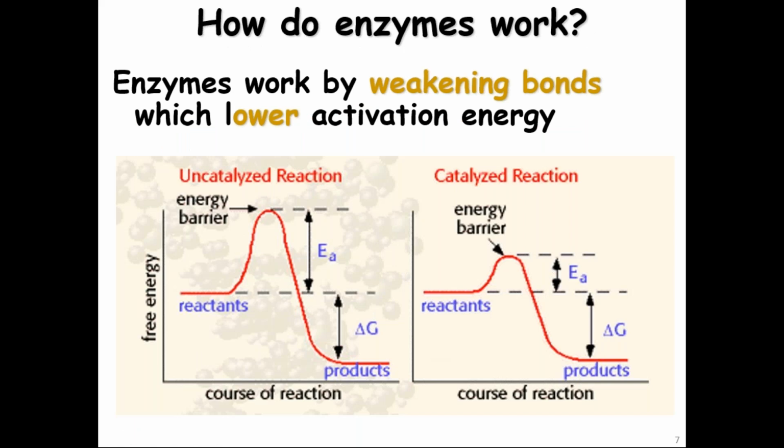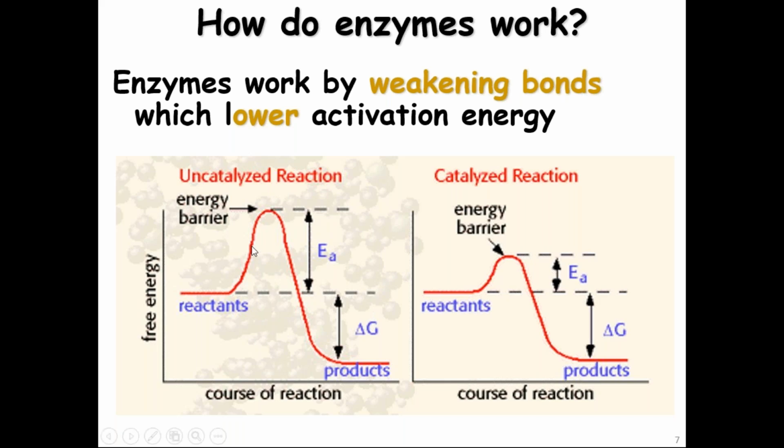So, how do enzymes work? The way enzymes work is they weaken the bonds by lowering the activation energy. If you look at this diagram on the left-hand side, this is an uncatalyzed reaction where the reactants have to be taken to a higher energy level, what we call the energy of activation. And then the products are formed.